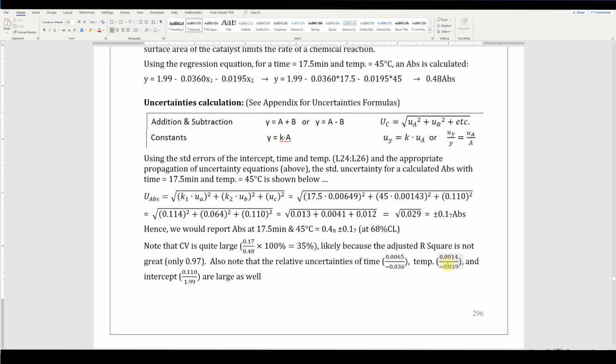So about 7% variation on the temperature coefficient. And on the intercept, if we move the decimal place over 2 places, this will be 200. This is 11. So 11 parts on 200 is about the same as 5.5 on 100. So these are pretty large variations on our coefficients.